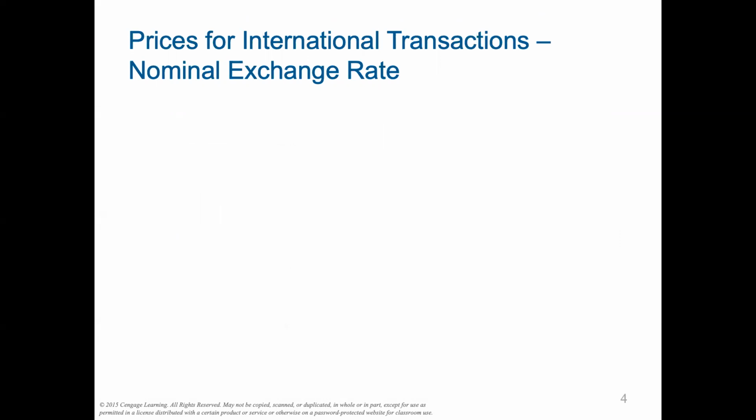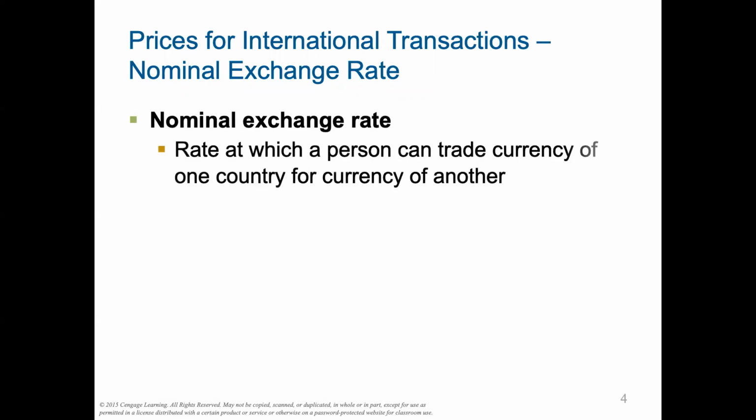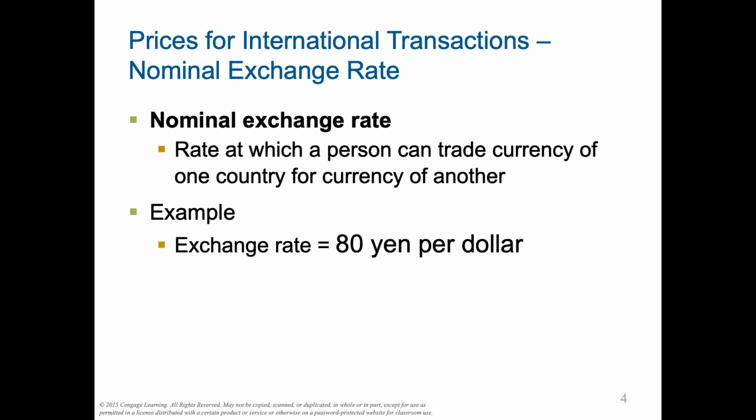What is a nominal exchange rate? It's the rate at which a person can trade a currency of one country for a currency of another. What am I saying? Well, I'm saying something like this: 80 yen per dollar. That means that every single time we trade a dollar for yen, we get 80 of them. That is a nominal exchange rate.